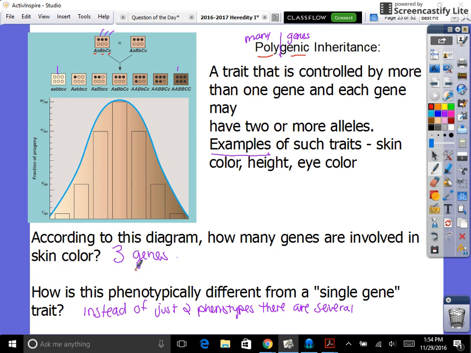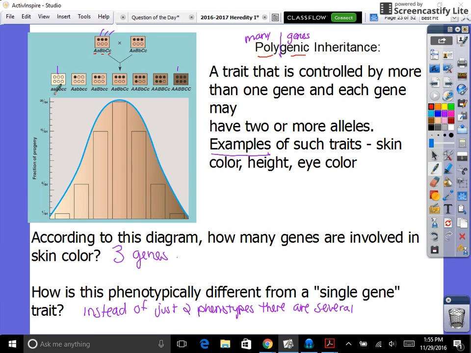So according to this diagram, we talked about there being, again, 3 genes, gene A, B, and C. Those genes are working together to control skin color. This is phenotypically different than all of the single gene traits we were just looking at, where there were just 2 phenotypes. In this case, there's actually several phenotypes. We also discussed what is the possibility of this combination of parents. Here's all the different possibilities that they could have children that are lighter skinned or darker skinned than they are.